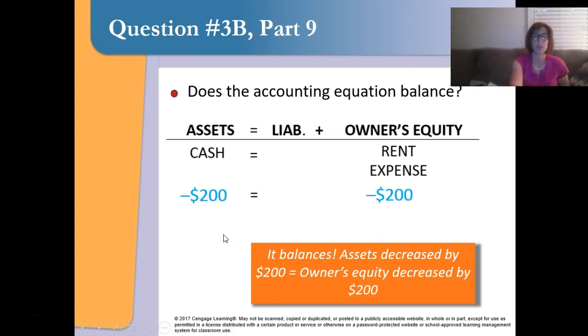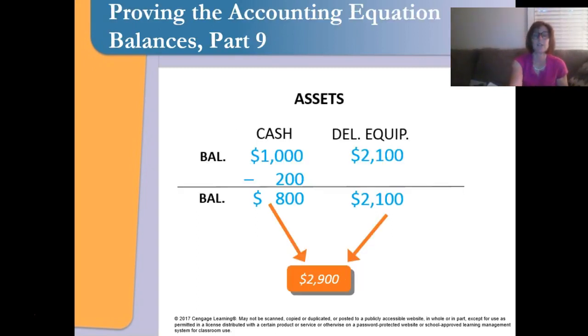We paid out our $200 in cash, and our owner's equity was decreased by $200. And so we balance. Even though the rent expense was an increase in expenses, that decreased our owner's equity. And I know that may seem confusing, but it will be okay, I promise. Now let's look at the asset side of our accounting equation and see where we're at.